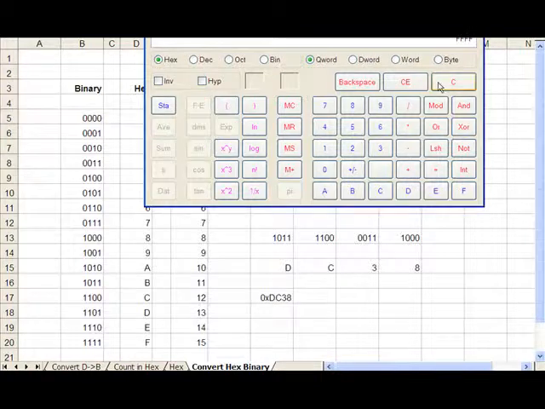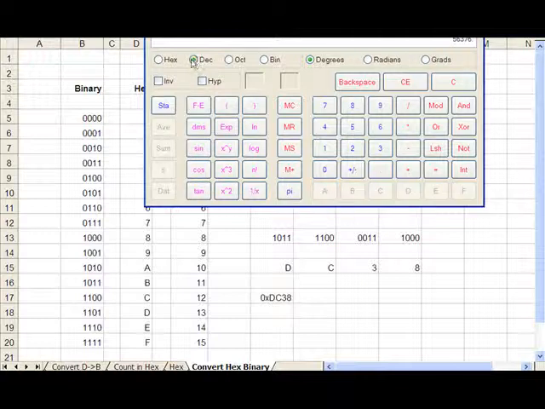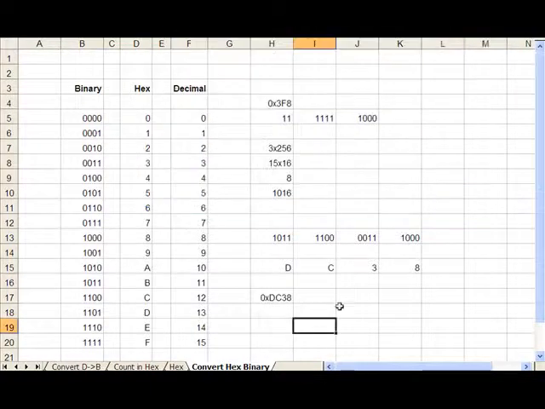So in hex, DC38, what number is that in decimal? 56,376.